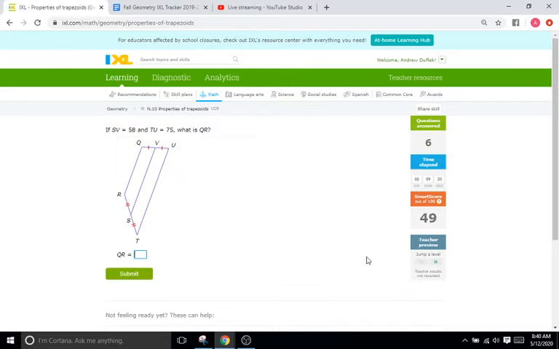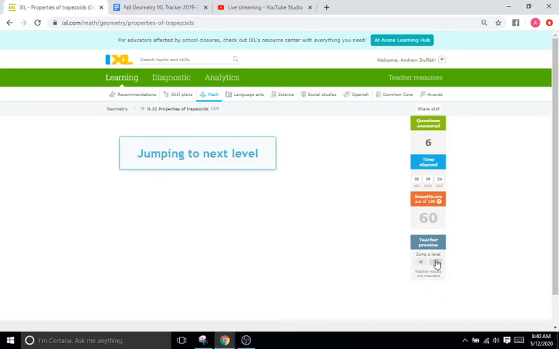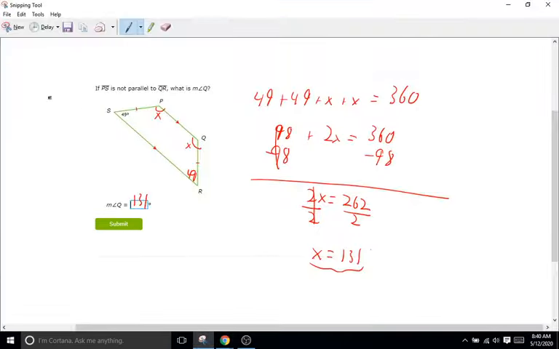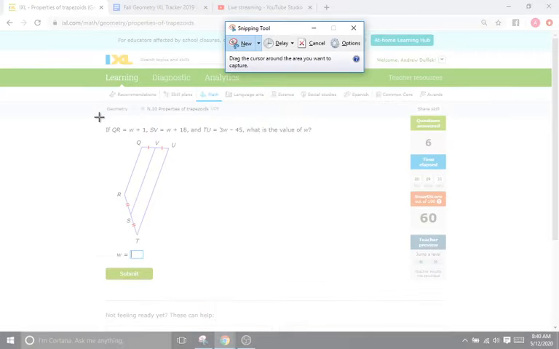Okay, so now I'm going to jump. This is the same problem as before. We'll jump. Okay, so same problem, except instead of giving you numbers, they give you variables. So this is probably worth doing.